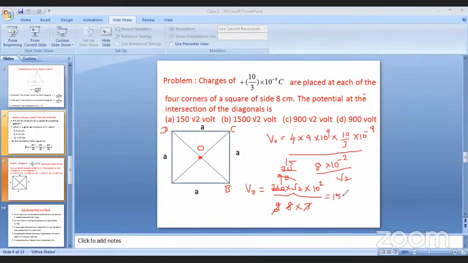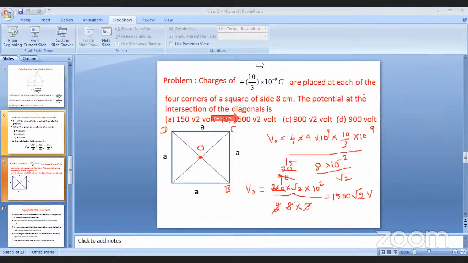That will be 1500 root 2 volt. This is the potential value at this point of intersection of the diagonal, and that is option B. Okay, that is option B. 1500 root 2 volt.